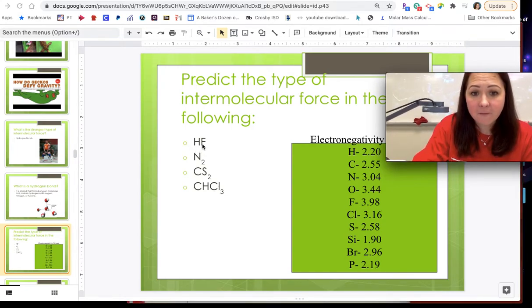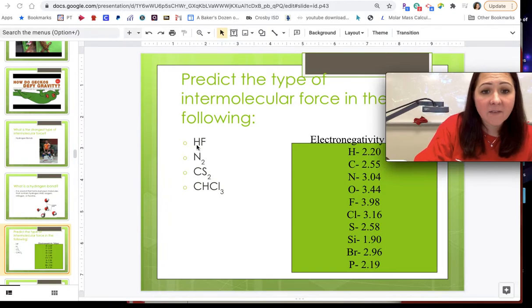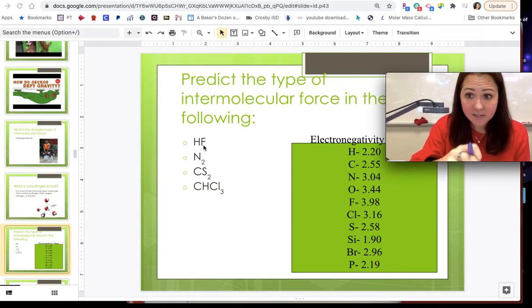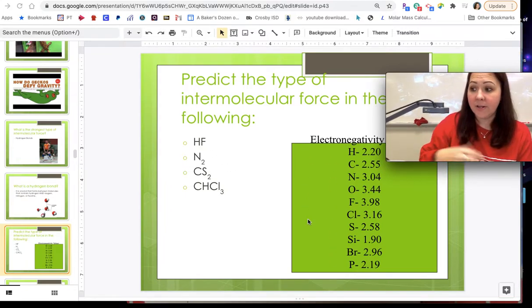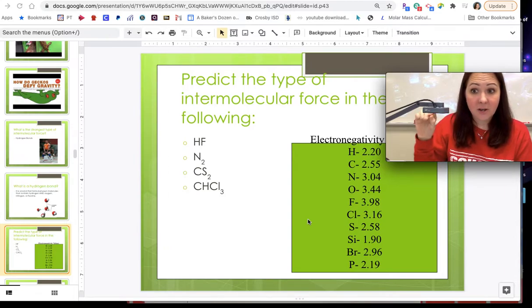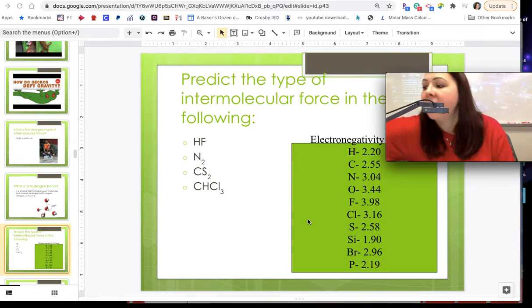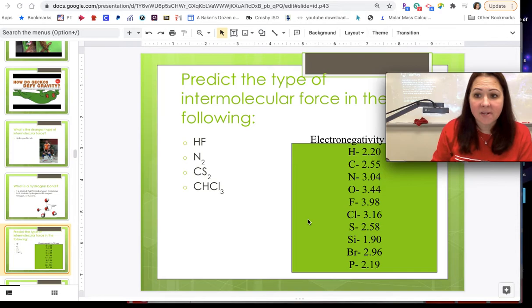Hydrogen is bonded to fluorine. Because I have hydrogen and fluorine bonded together, that's a hydrogen bond. I don't have to look at my electronegativity values at all whatsoever on this one. It is just a hydrogen bond. Check, moving on. Now the next one is N2, that's nitrogen.